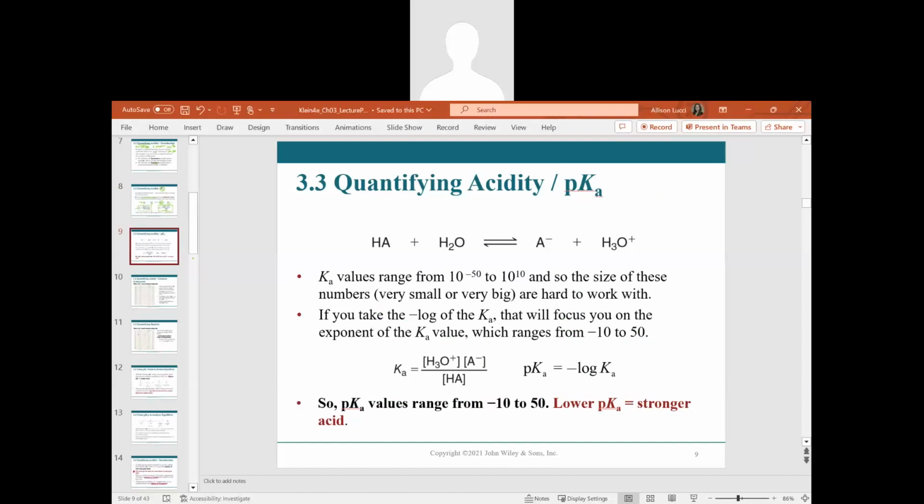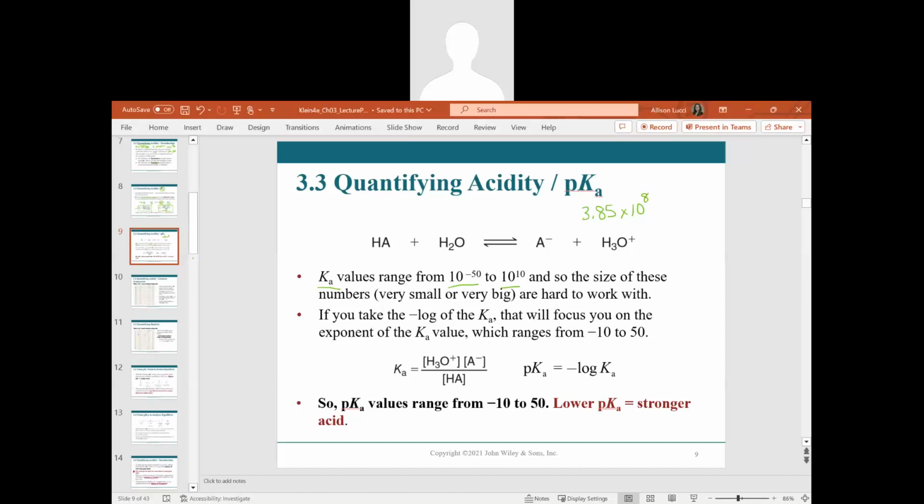at this expression again and how we can relate Ka and pKa to quantify acidity. Ka in general ranges anywhere from very small numbers, 10 to the negative 50th power, to 10 to the 10th power, so very large numbers. So they can be challenging, right? If we have like 3.85 times 10 to the, I don't know, eighth power, that can be hard to envision this ionization and to then rank acids based on their Ka values.